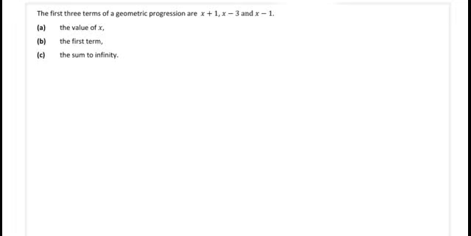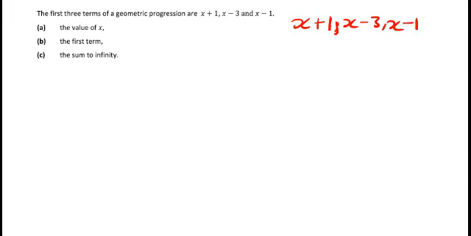In this video, we're going to continue over geometric progression. The first three terms of a geometric progression are x plus 1, x minus 3, and x minus 1. Now, what you have to understand is that this is under sequences and series. Therefore, whatever we have there is in the form of a sequence: x plus 1, comma, x minus 3, comma, x minus 1, comma, and then it continues like that. Now they have said we should find the value of x.